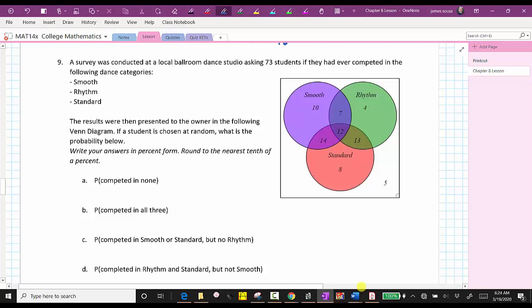So for part A, we want the probability if one student is selected, they did not compete in any of the categories. And that would be these 5 students here. So there are 5 favorable outcomes out of a total of 73 outcomes. So it's important we recognize there were 73 students surveyed. So the total number of students is 73, which will be the denominator in each of these probabilities. So we have 5 divided by 73, which does not simplify.